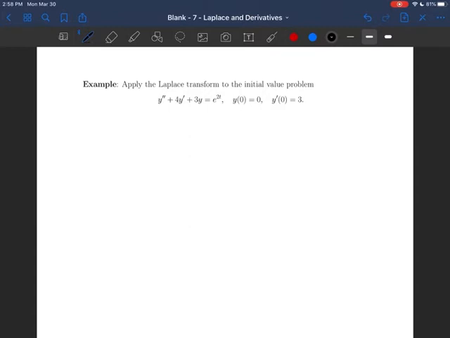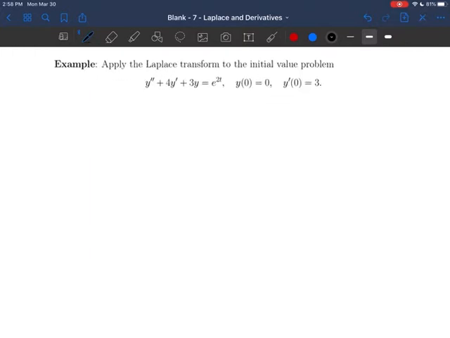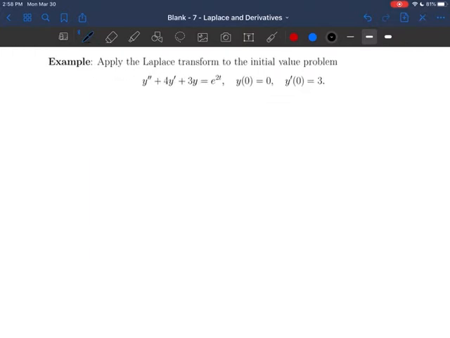So let's take an example of that. Let's apply the Laplace transform to an initial value problem. So I've just put one together. We're not going to follow through and solve this thing all the way, but I want you to see how this can be used to solve differential equations, which is the whole reason that we're going into this. So we start with this differential equation, y double prime plus 4y prime plus 3y equals e to the 2t. Now, of course, we have methods for solving this, but we're going to try a different way. And it has initial values y of 0 equals 0 and y prime of 0 equals 3.